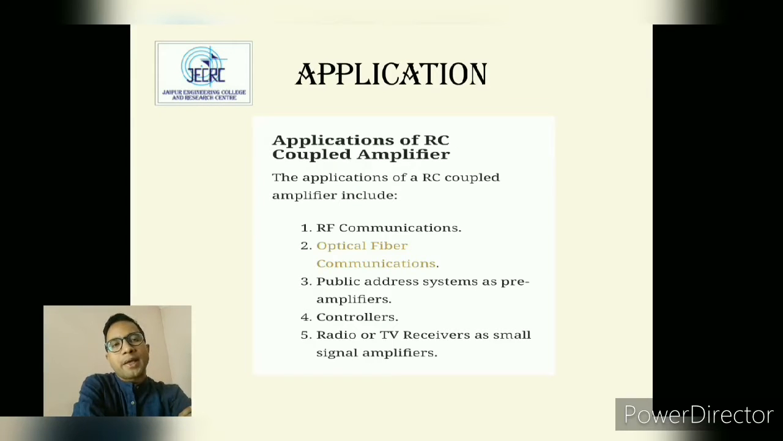Applications of the RC coupled amplifier: it is used in RF communication, optical fiber communication, and public address systems as a pre-amplifier. It is also used in controller circuits, and its main application is in radio or television receivers as a small signal amplifier.